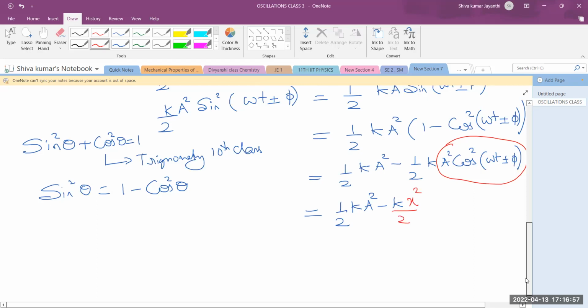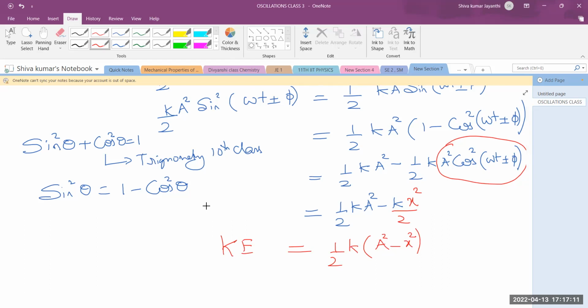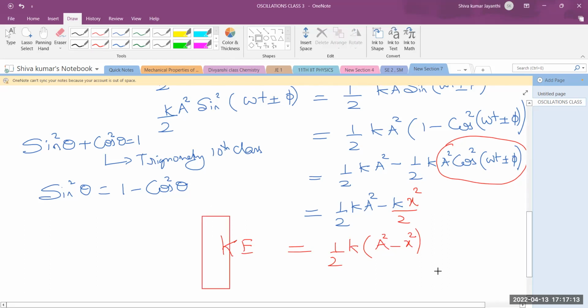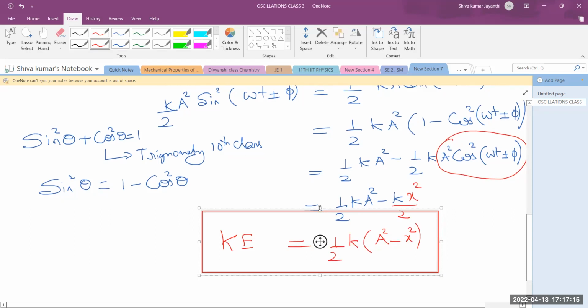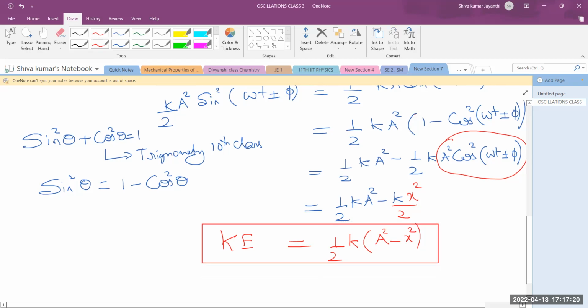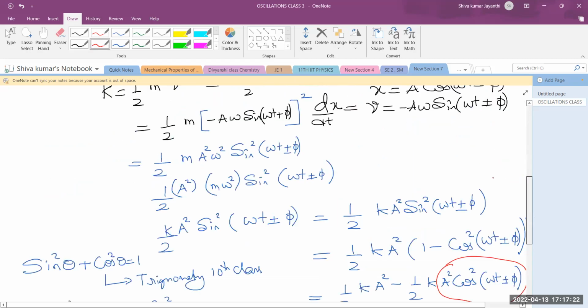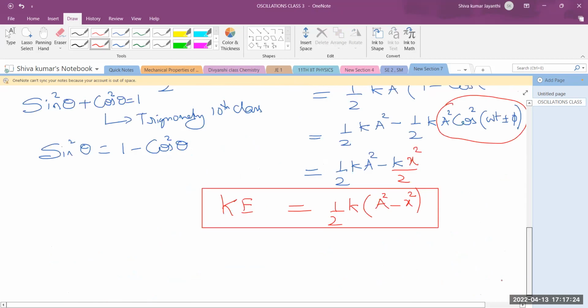Half k you take out, and it will be simply A square minus x square. This is your new equation of kinetic energy. Understood this? This is not there in your CBSE textbook. Till here only they stop the equation. Is it understood? Clear? Now we know everything about kinetic energy.